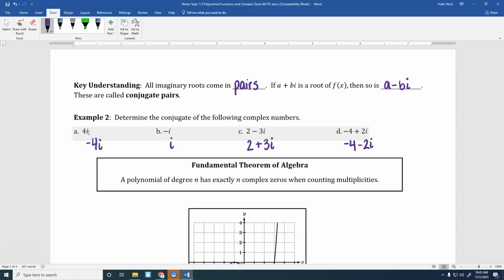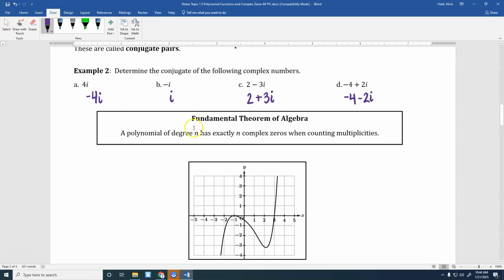Occasionally you might actually be asked to find these. Most of the time you just need to know they exist. If they tell you that x equals I is an answer to one of the zeros, then you have to know that x equals negative I is also one for that. Questions so far?